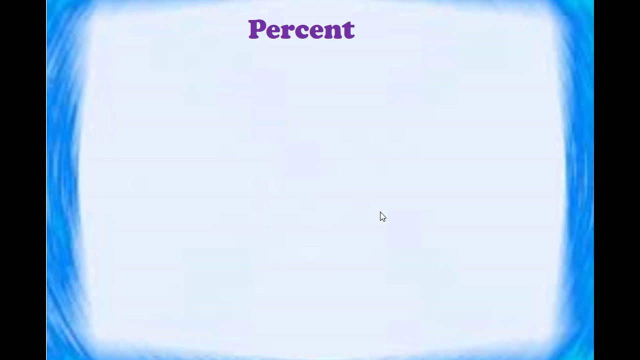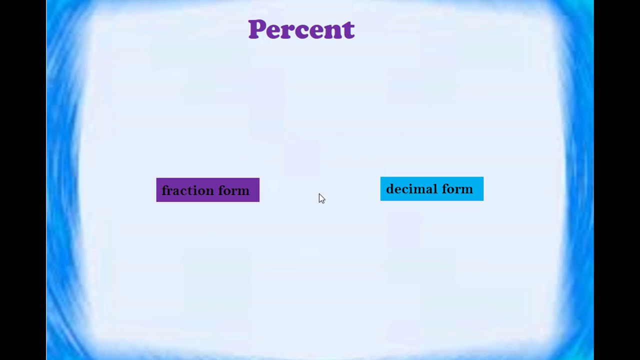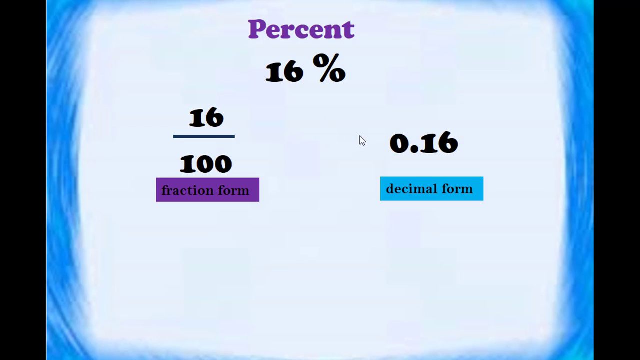Now we already learned percent can be transformed to either fraction form or to decimal form. An example is shown here. 16% in fraction form, it will be 16 over 100. And in decimal form, it will be 0.16. We can also do the other way around.